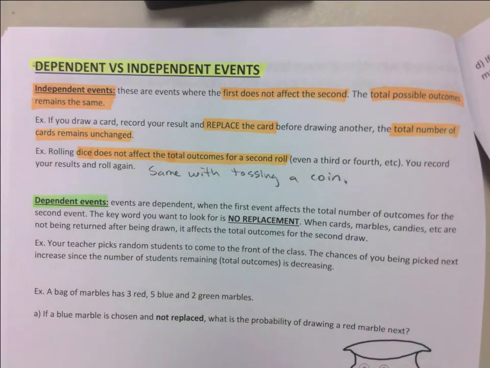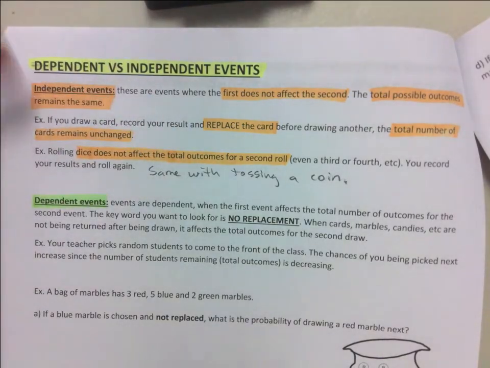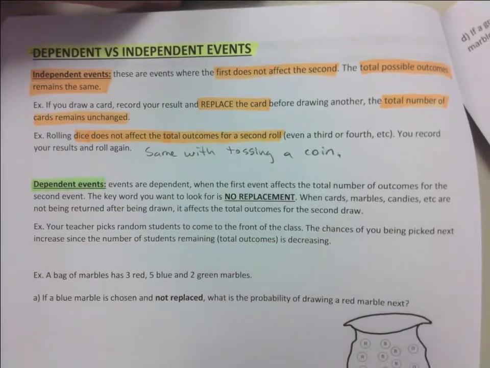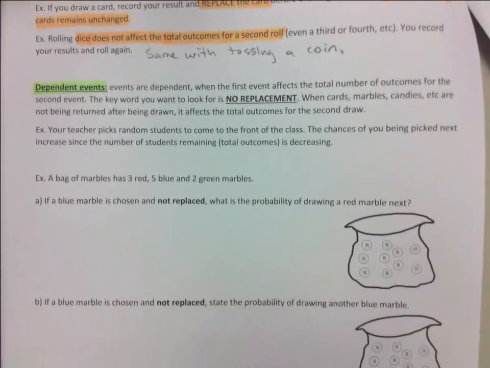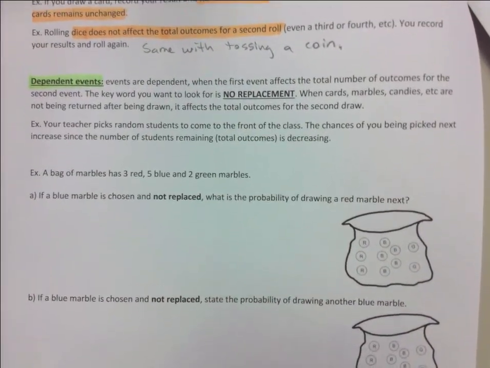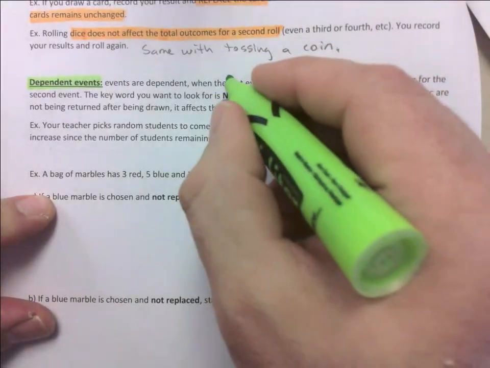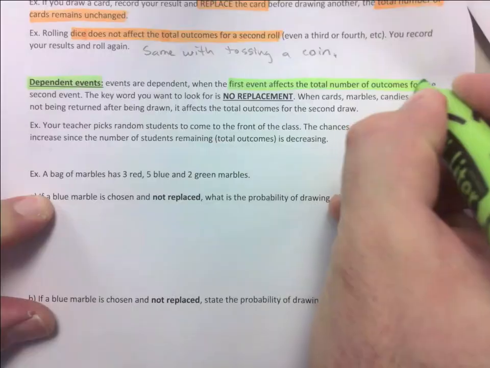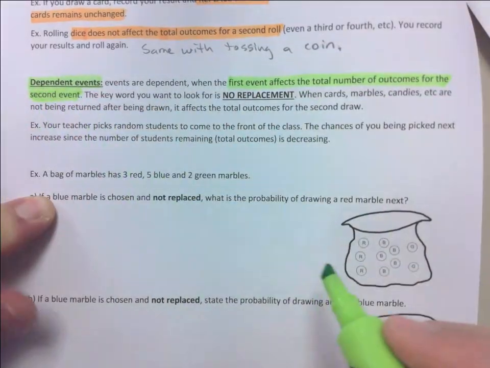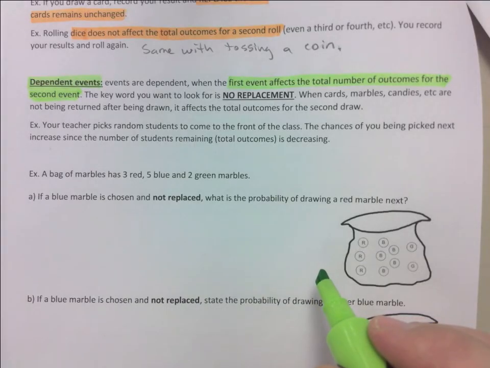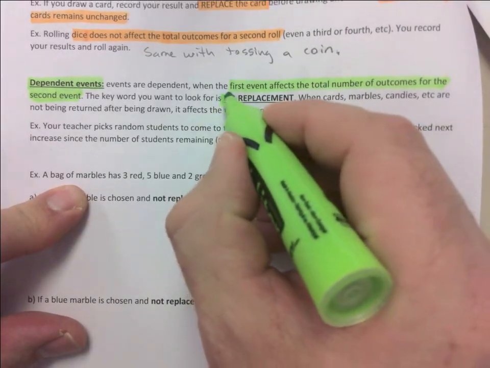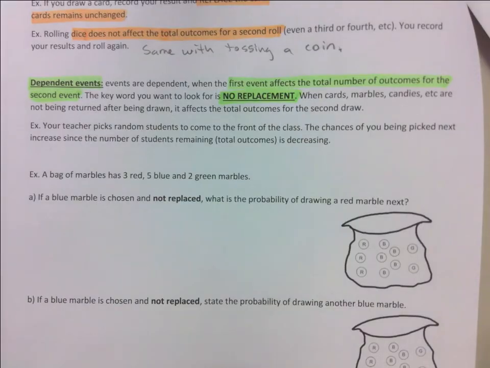This is new. The dependent part is new, because independent is basically what we've been dealing with all along. So dependent events are different. The first event affects the total number of outcomes for the second event. How do you know that this is happening? Unless you observe it happening, you need to watch for wording, right? No replacement. So if it's dealing with cards or marbles or anything, snacks, my snack bin, right? As soon as you grab something and you eat it, the total number of snacks has gone down.